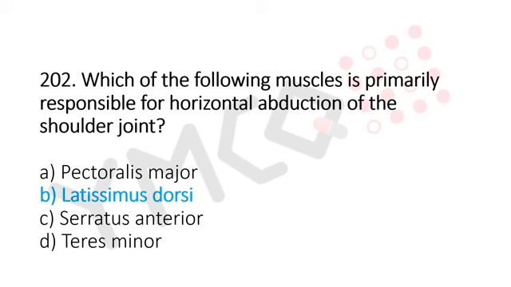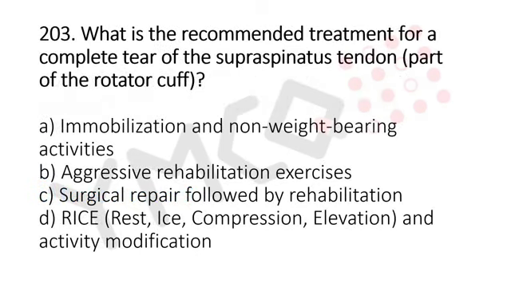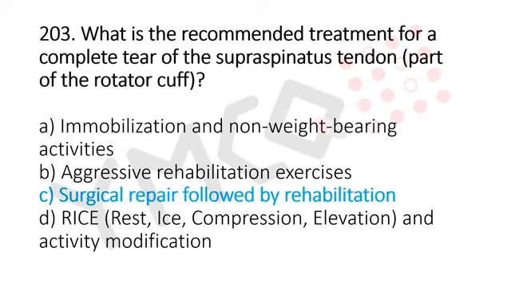Now let's move to question number 203. What is the recommended treatment for a complete tear of supraspinatus tendon? Option A, immobilization and non-weight bearing activities. Option B, aggressive rehabilitation exercises. Option C, surgical repair followed by rehabilitation. Option D, rest and activity modification. And the answer is option C, surgical repair followed by rehabilitation.